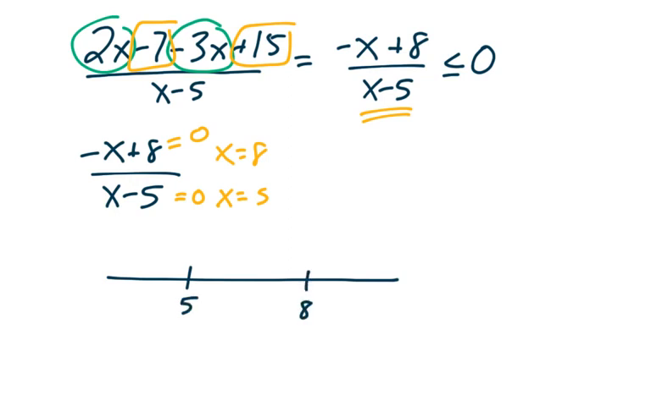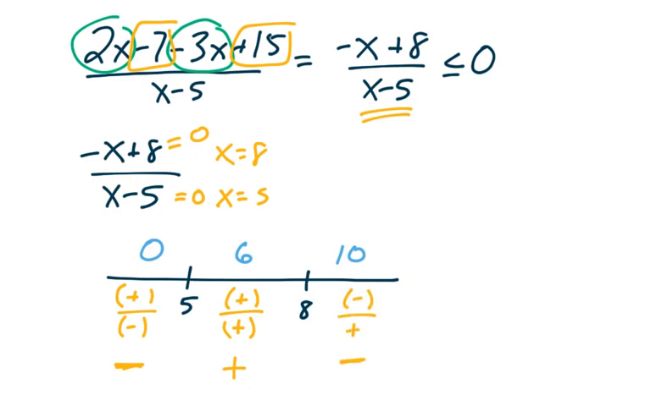Choosing numbers in between, I'm going to pick, well, 0's to the left, that's nice. How about 6 and 10? Okay, when I plug 0 in, the top is a positive, and the bottom is a negative. So overall, this whole interval is negative. For the 6, the top is going to be positive. On the bottom, it's going to be positive. So overall, that interval is positive. When I plug in 10, I get negative on the top, positive on the bottom. So overall, this interval is negative.